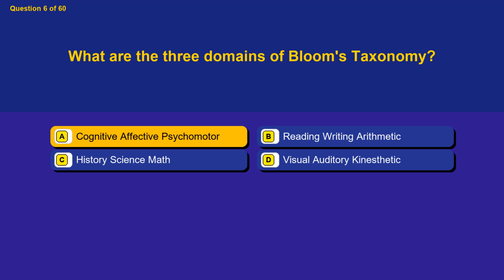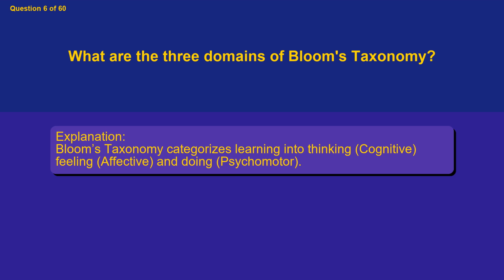The correct answer is option A, cognitive, affective, psychomotor. Bloom's taxonomy categorizes learning into thinking, cognitive, feeling, affective, and doing, psychomotor.